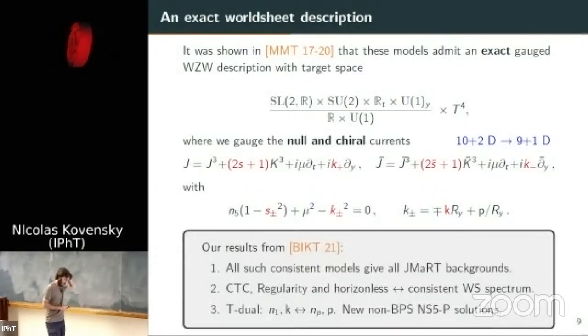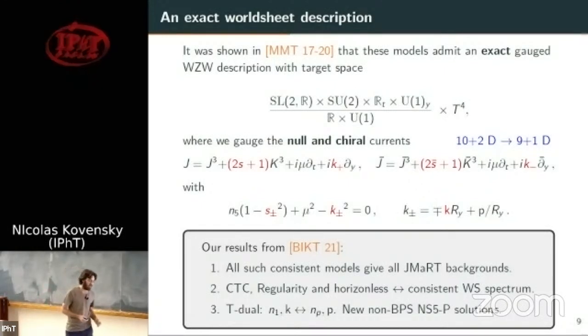So in our first paper last year, we showed that if you allow for any other coefficients in front of this linear combination of currents, in the most general coset model with this type of structure that you want, then the only such models that are consistent at the quantum level in the spectrum of the worldsheet theory are exactly the full set of the JMaRT geometries. Okay, so that's the first conclusion. The second conclusion is that we can see very clearly how the conditions of having no horizon, that the geometry is regular, and that there are no closed time-like curves is exactly what gives a consistent worldsheet spectrum. And whenever you don't have those, the worldsheet spectrum is inconsistent.